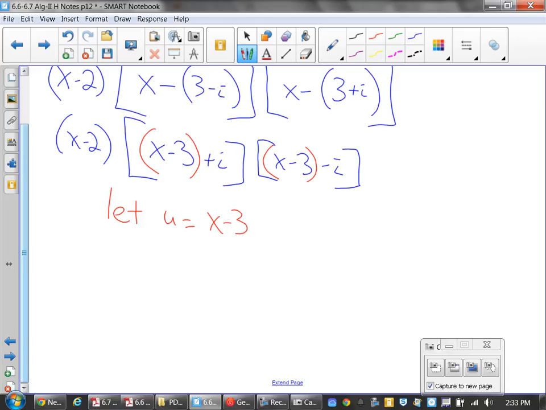What this allows you to do is to take something that looks really crappy and turn it into something that looks a little bit easier. You will see it again, probably not so much in here, but in pre-calc and especially in calculus. They do this all the time. It's a very simplistic way to make complex things look easy. Because now, if I let u equal x minus 3, don't I get u plus i, u minus i?